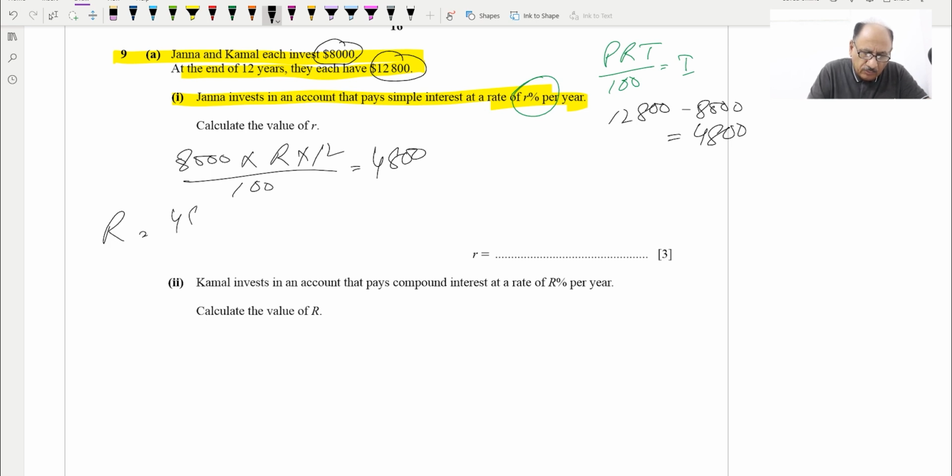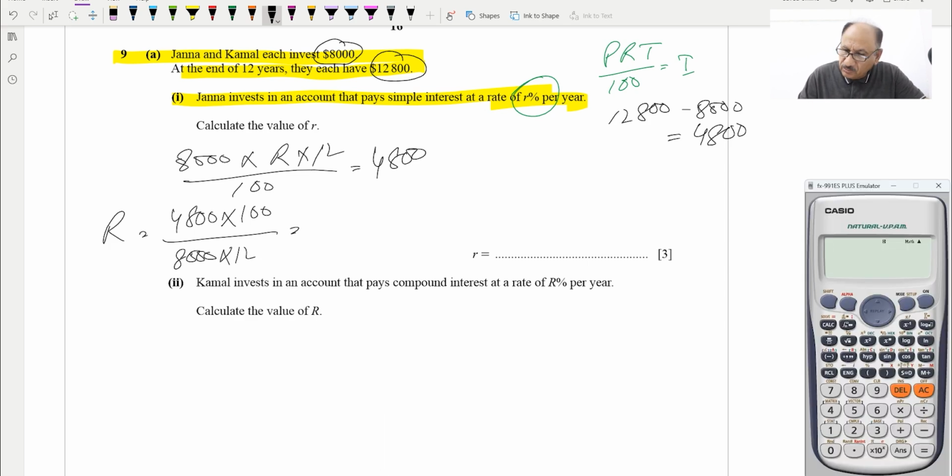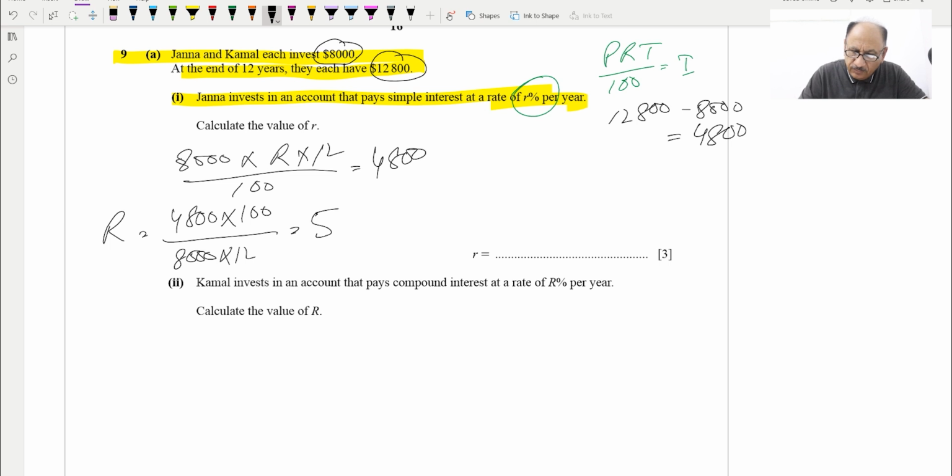So R will be equal to 4,800 into 100 over 8,000 into 12, and this we can calculate. This will be fraction 4,800 into 100 over 8,000 multiplied by 12, resulting to 5. So rate will be 5%. Hopefully you understood this. This is a 3-mark question.